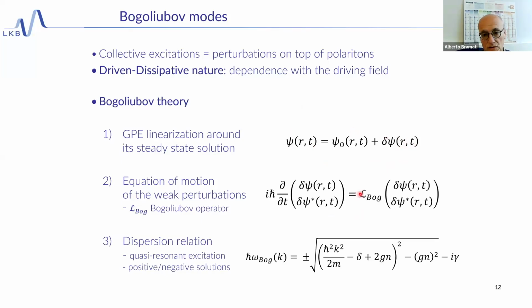It is governed by the Bogoliubov operator, and by diagonalizing the matrix of the Bogoliubov operator, we can deduce the dispersion relation for the collective excitation, which is called the Bogoliubov dispersion. In our system, this is the typical formula that describes the Bogoliubov dispersion of the collective excitation. And we can see here that we have a positive and a negative solution.